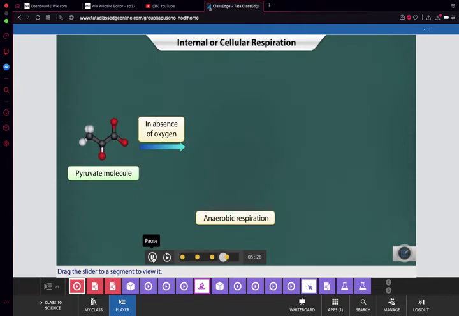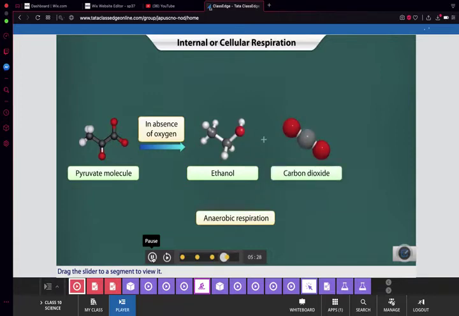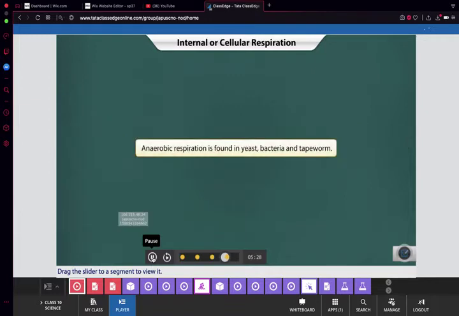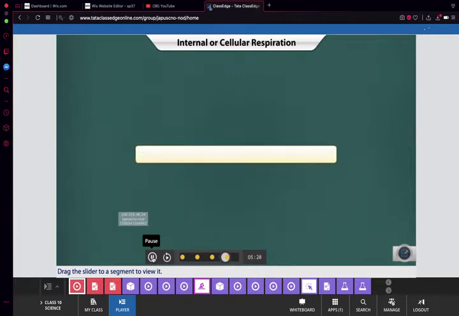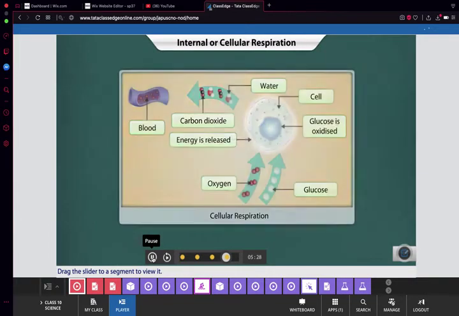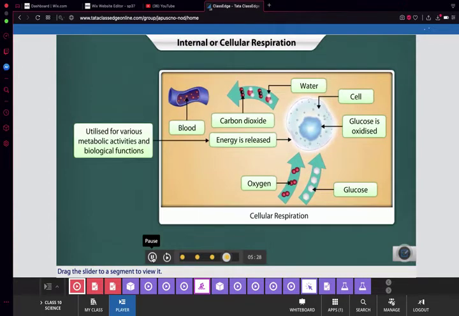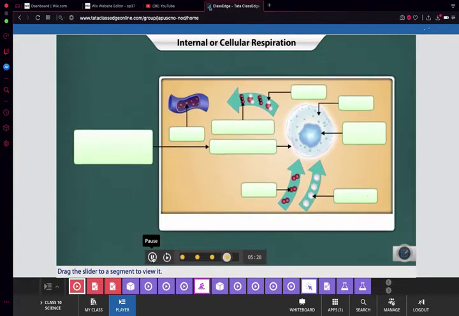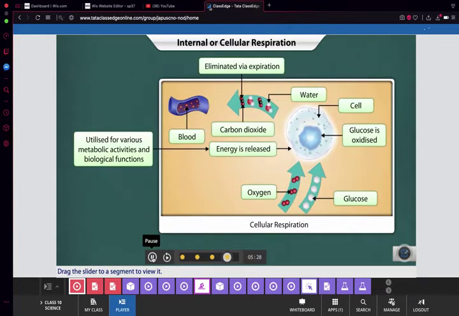In the absence of oxygen, the pyruvate molecules are converted to ethanol and carbon dioxide in the cytoplasm. In this process, less energy is produced because of incomplete oxidation of food. Anaerobic respiration is found in lower organisms, such as yeast and bacteria, and parasitic microorganisms, such as tapeworm. The energy produced during cellular respiration is utilized for various metabolic activities, and the carbon dioxide is eliminated via expiration.